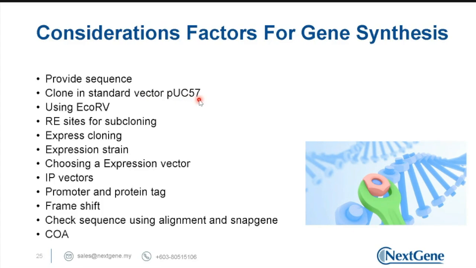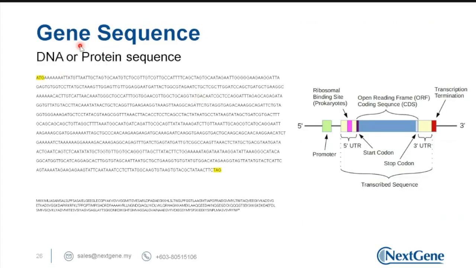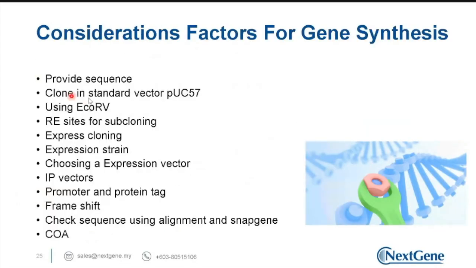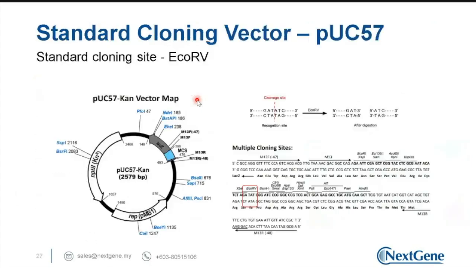Okay. So here, this one is showing the gene sequence. You can just give us a text file containing the gene of interest. Also, it's possible for you to give us just the protein sequence, like the one down here. The standard vector pUC57 is shown over here. This is the vector map of pUC57.